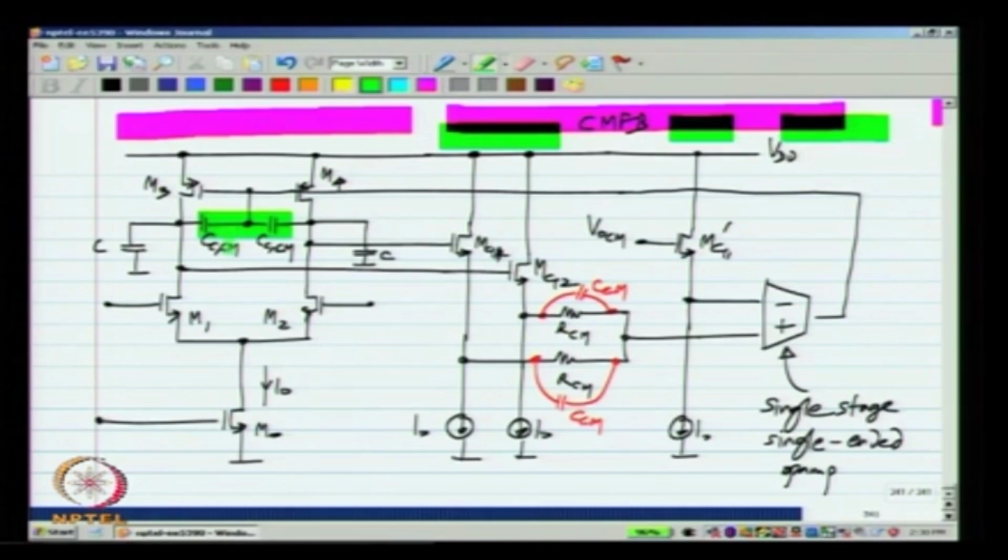Now, the moment you add this CCCM in this fashion, what happens is in the differential mode they will load the op amp, because in the differential mode this point is at ground and CCCM will appear in parallel with C. So, you have increased the load capacitance of the op amp, which will reduce the unity gain frequency, but we need these integrating capacitors or compensation capacitors to make the common mode feedback loop stable. We need to have these capacitors, and that will inevitably add to the load capacitance.